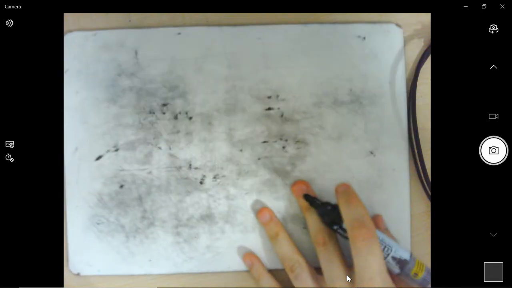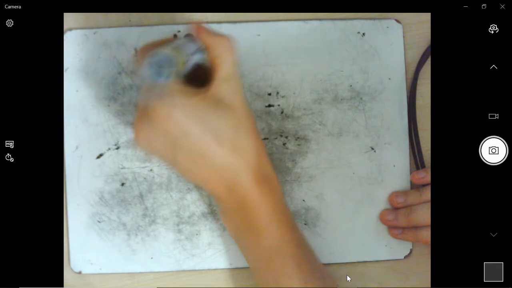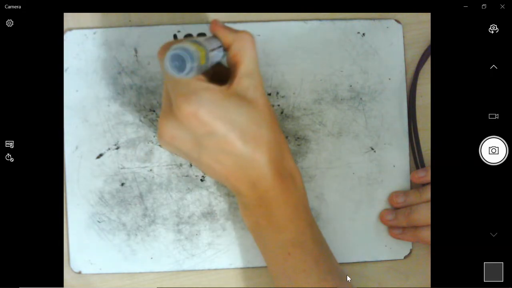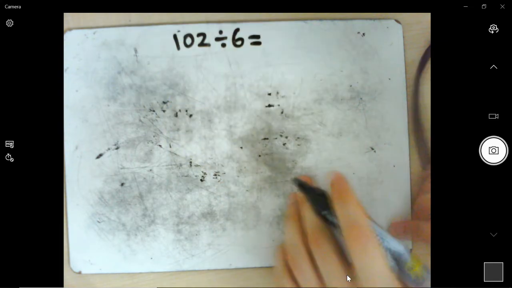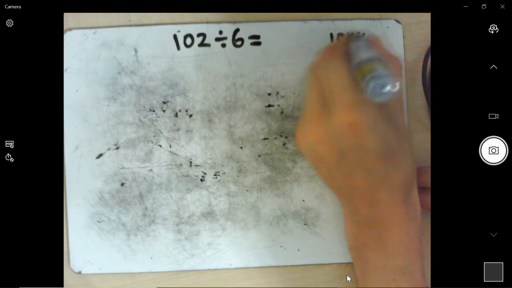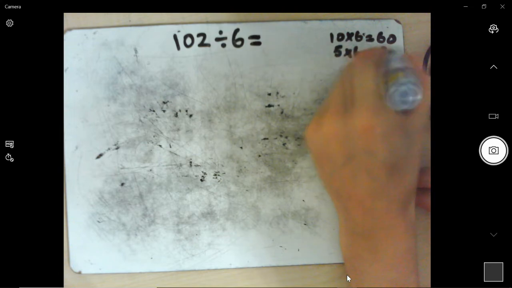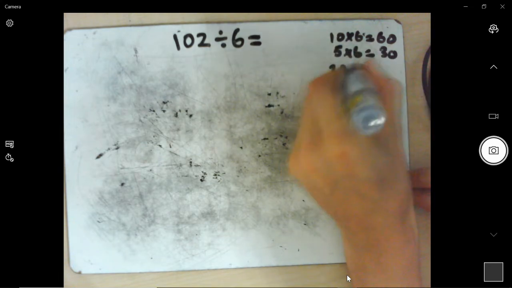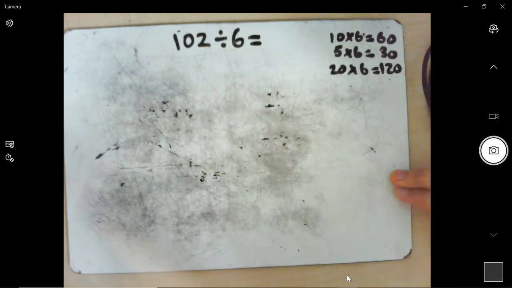Let's keep dividing by 6. Let's do 102 divided by 6. Step 1, fact box. 10 times 6 is 60. 5 times 6 is 30. And 20 times 6 is 120. Number line.